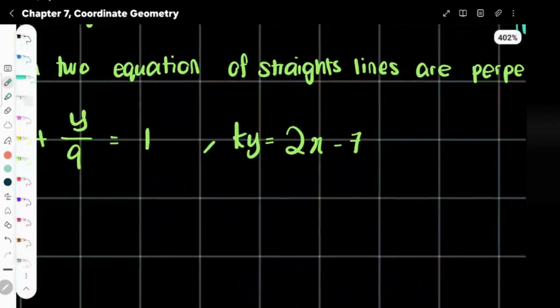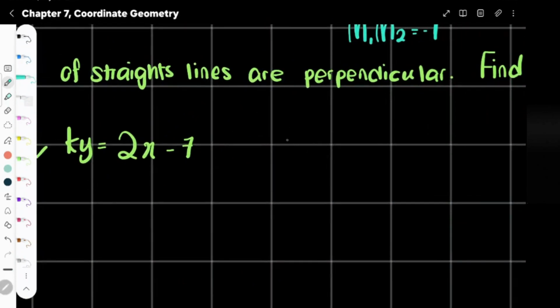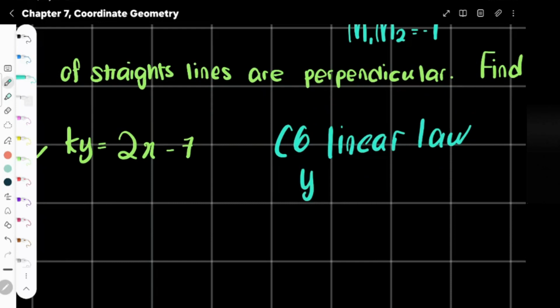So always, if you are involved with this question or any question actually, even chapter 6, which is the linear law, later you're gonna learn, linear law is very hard, right? But you always have to change it into y equal to mx plus c. You have to make y alone. So always think of making y alone.